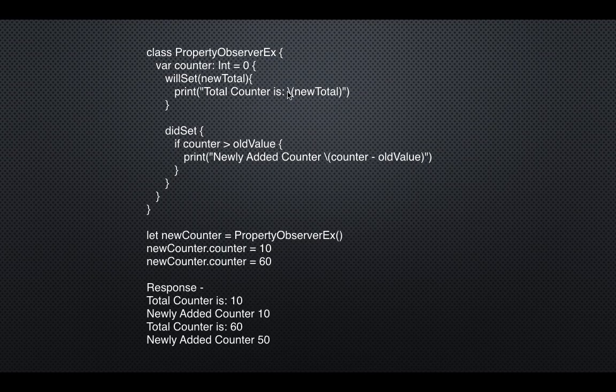So total is written over here. In didSet, we can just do some calculation based on our counter. If counter is greater than oldValue, then we will say newly added counter minus oldValue. So we can print it like this.